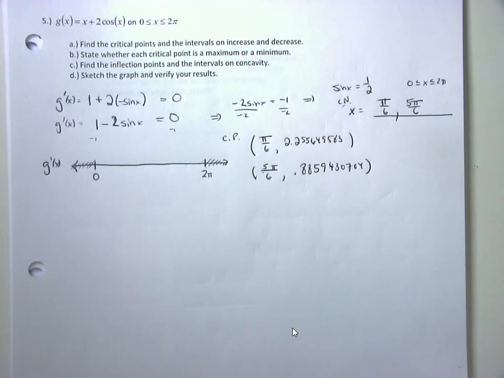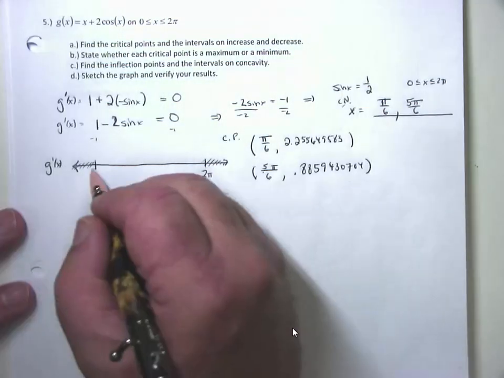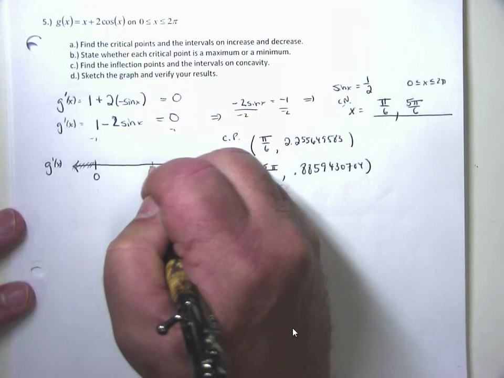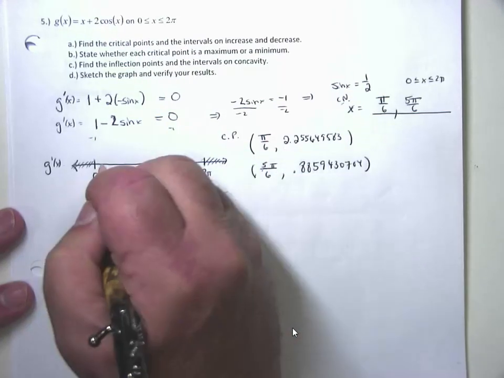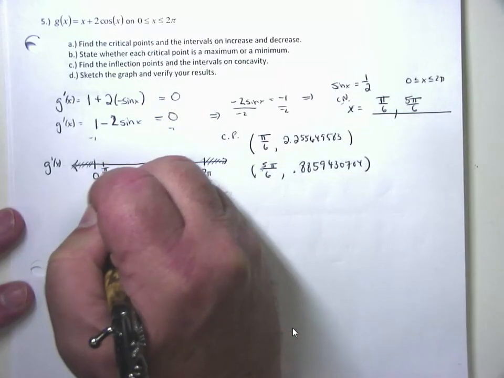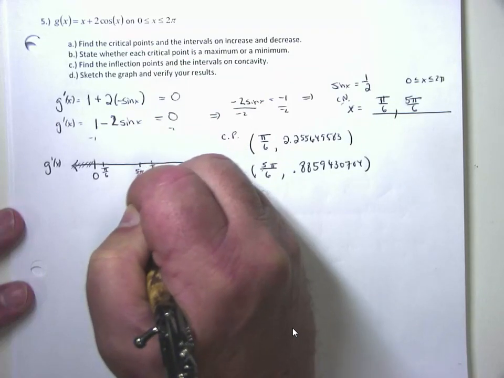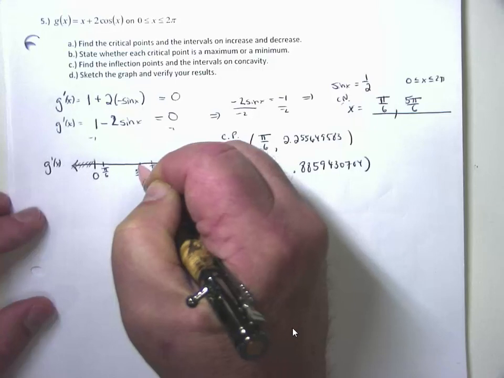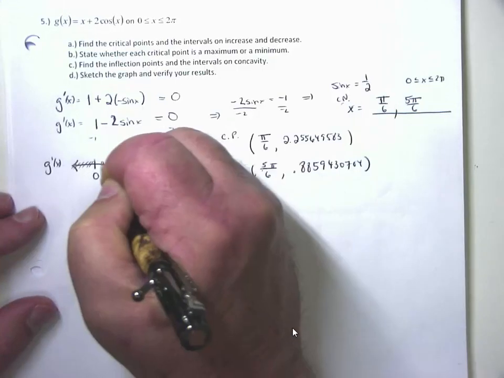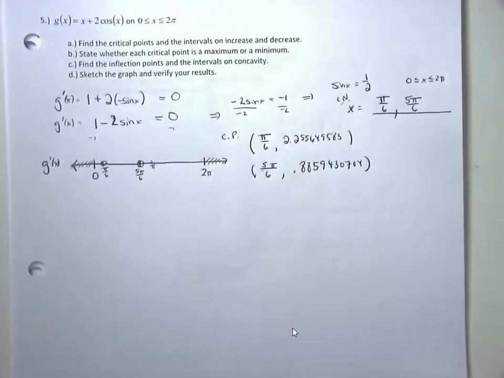Now I'm going to try to make it relevant. So between 0 and 2 pi is pi. Pi over 6 is 30 degrees, which is right about there. 5 pi over 6 is less than pi. So both my little critical points are right there. Does that make sense?